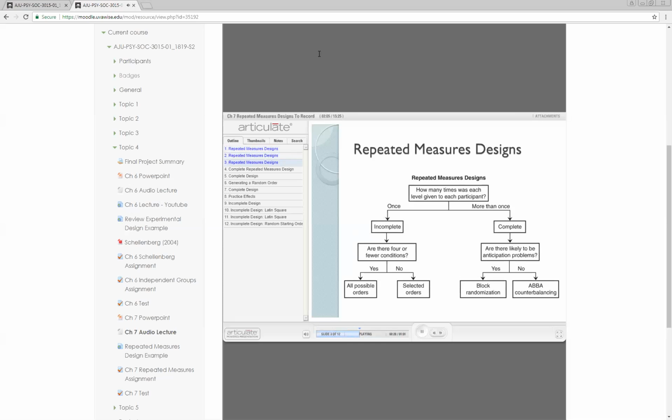A complete repeated measures design is when each participant does each level of the independent variable multiple times. The reason we call it a complete design is because we're able to balance practice effects, which we'll talk about next, more thoroughly in a complete design. So a complete repeated measures design is really the ideal, and with it, each participant does each level of the independent variable multiple times. And the two strategies that we have for determining order for those are block randomization and ABBA counterbalancing.